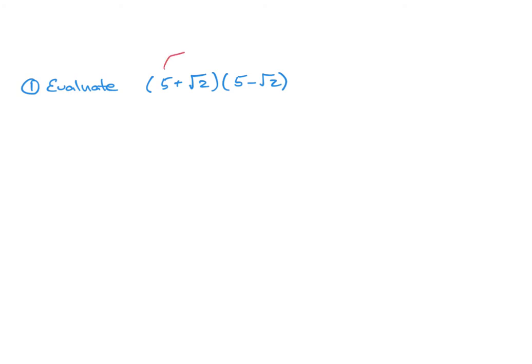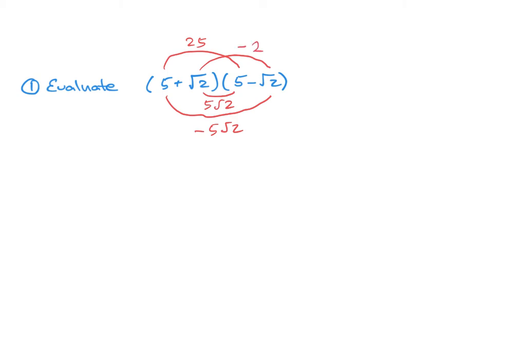So we multiply the two first terms. 5 times 5 is 25. We'd multiply the outside terms. 5 times negative root 2 is negative 5 root 2. Multiply the two inside terms. 5 times positive root 2 is 5 root 2. And we multiply the last two terms, so it's root 2 times negative root 2, which is negative 2.